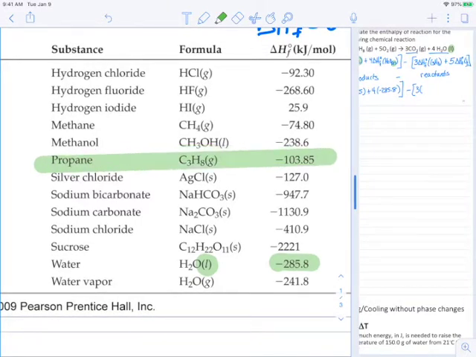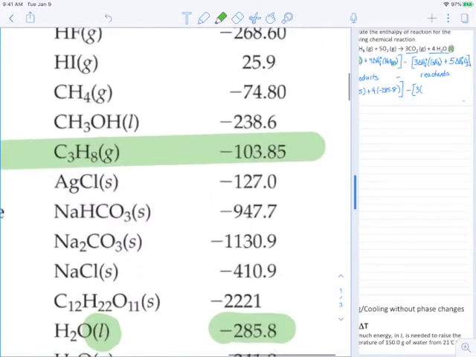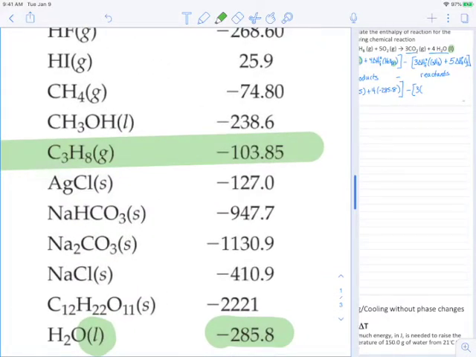All right. And you may remember propane from way back when we did organic nomenclature. So prop means 3, ane means all single bonds. So C3H8, it looks like it is negative 103.85.